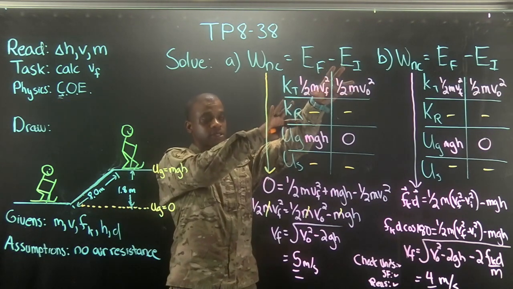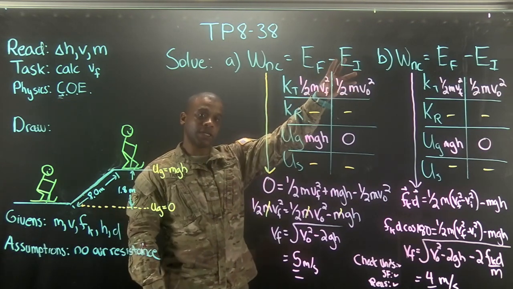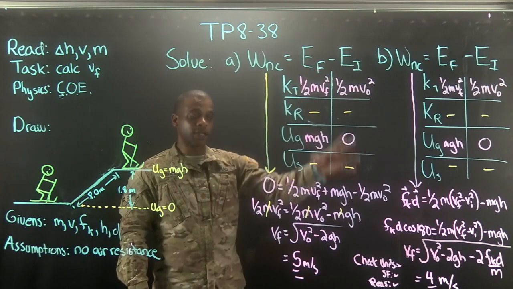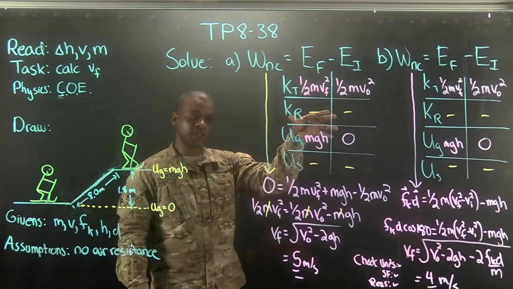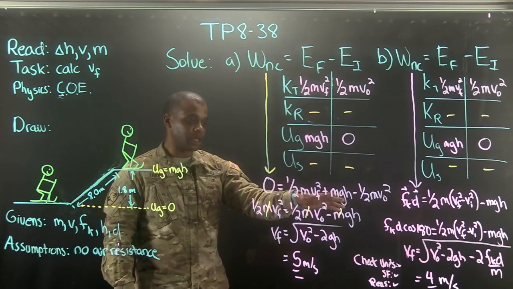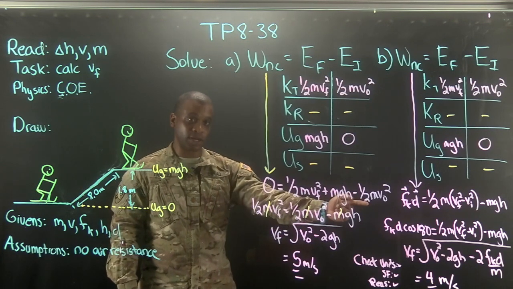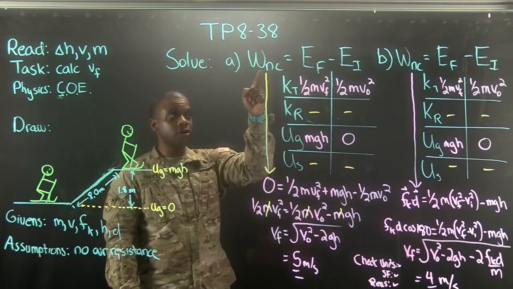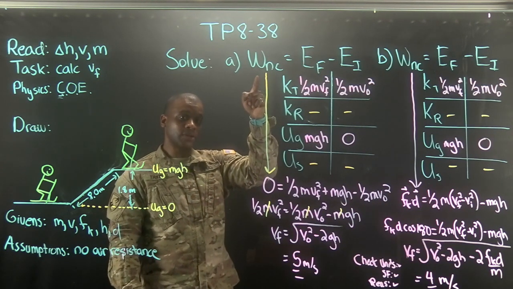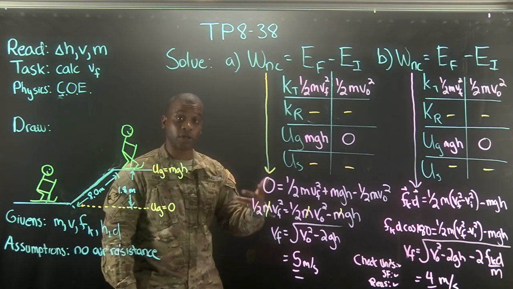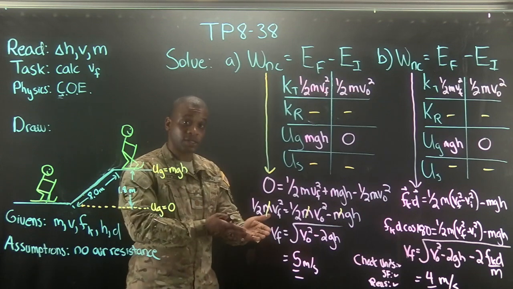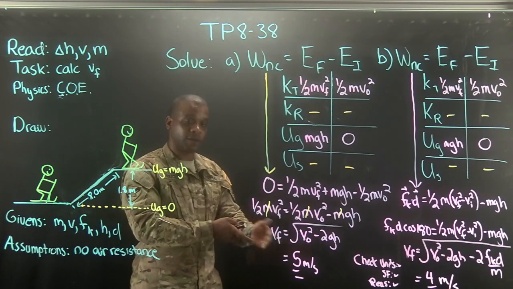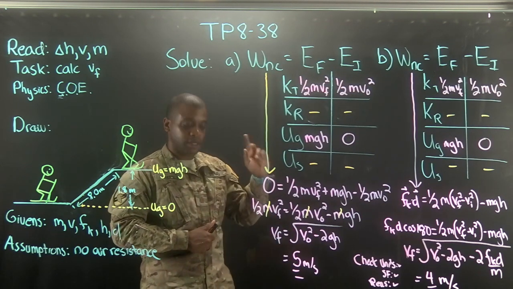I take both of these quantities, the initial and the final quantities that are summed up in our conservation of energy table, I bring them down and I subtract my final minus my initial. I set it equal to 0 because there are no non-conservative forces doing work on our system. I solve for my final speed and I get 5 meters per second.